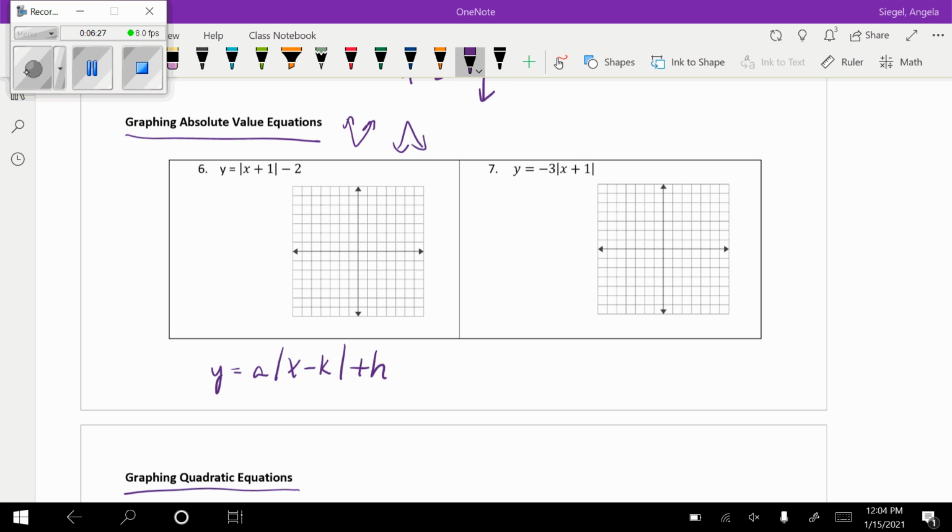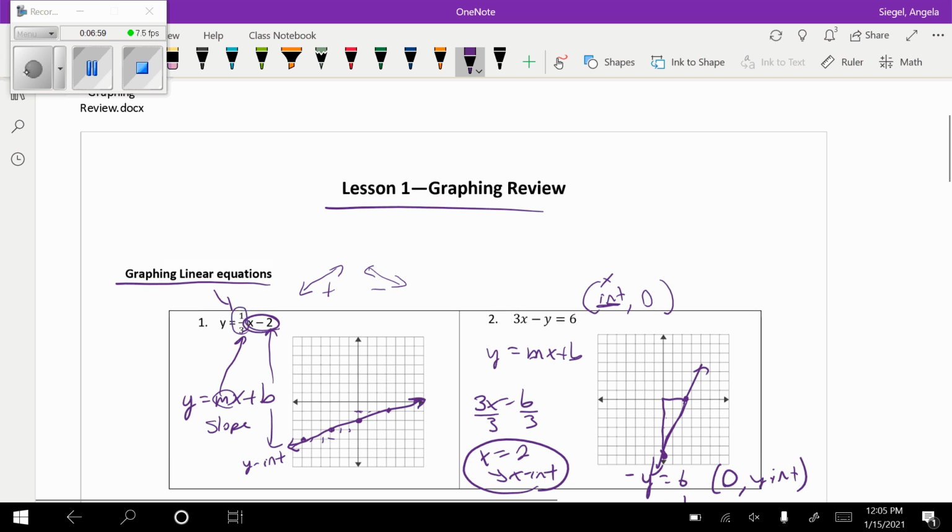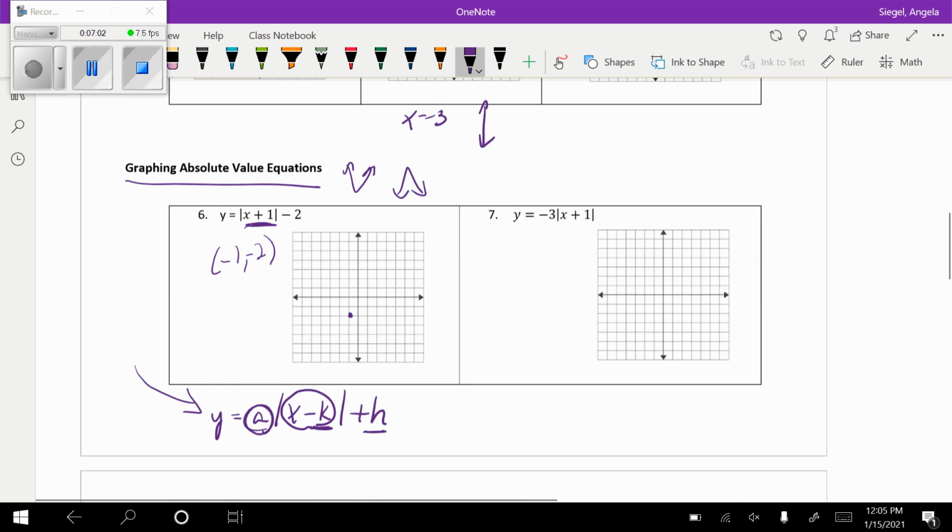Okay, so as you probably learned, this is the generic formula for absolute value equations. This k is going to be the x value of your vertex, and the h is going to be the y value of your vertex. Notice how this is x minus k, so it's going to look opposite. For instance, my vertex here is going to be -1, -2. Also, my a is my slope, just like it was right here, the same concept.